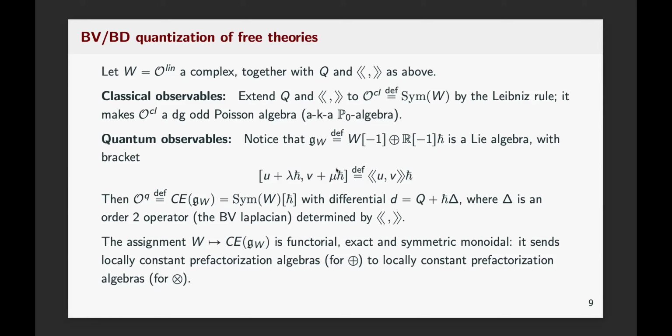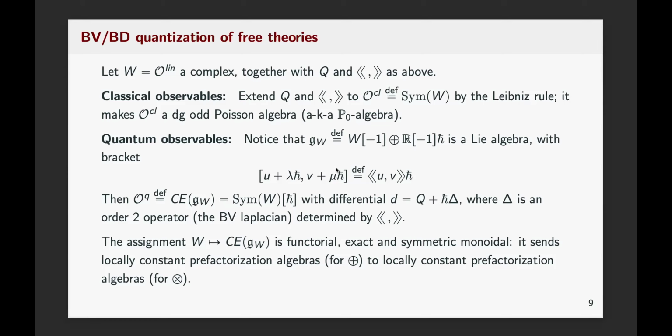Okay, so we start with a complex as before with a differential Q and a degree +1 pairing. Classical observables are defined as the symmetric algebra generated by the linear observables. We extend the definition of Q to the symmetric algebra by the Leibniz rule, and the pairing extends to a degree +1 bracket. So the observables form an odd Poisson differential graded algebra, or many people call this a P0 algebra.